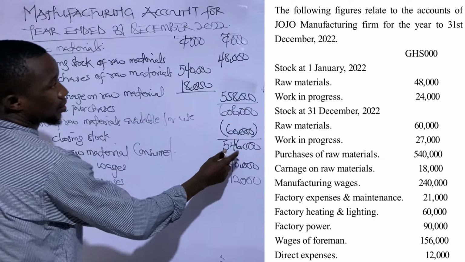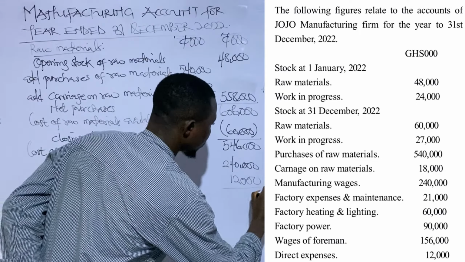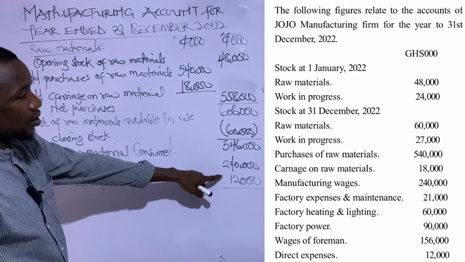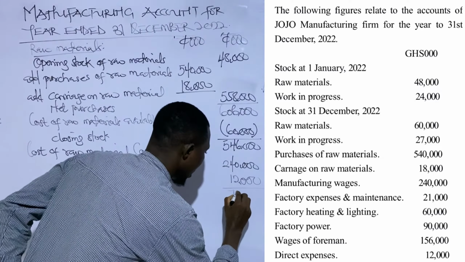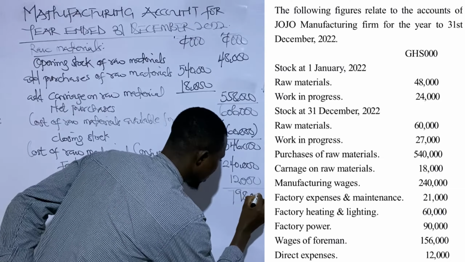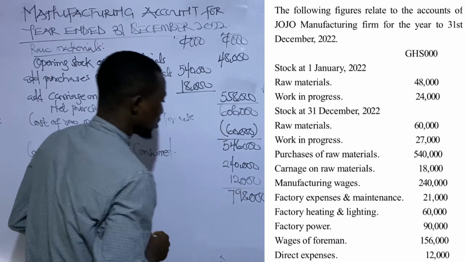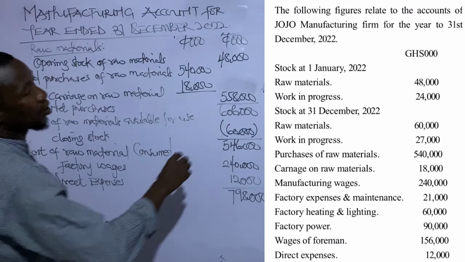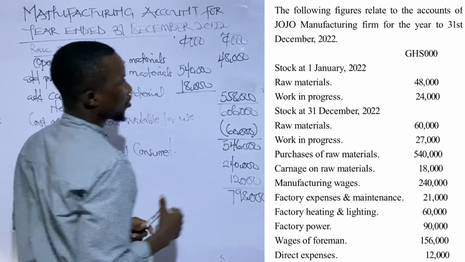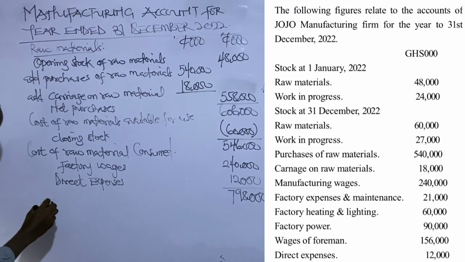So we are adding these three. When we add, we arrive at an amount of 798,000. Good. And this 798,000 is what we call the prime cost, because the summation of these three gives us the prime cost. Is that okay? So we have prime cost.